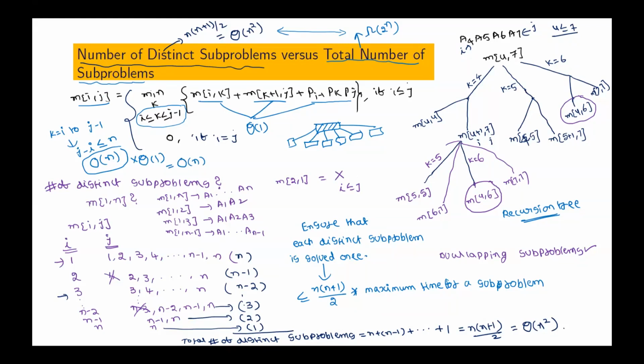So what is the total time this algorithm is supposed to take, if we ensure that each distinct subproblem is solved exactly once? It is n cube. That is n square into big O of n, which we can write as big O of n cube. So it is supposed to take n cube time only. We can do that in a top-down method or a bottom-up method. Is it clear why n cube?